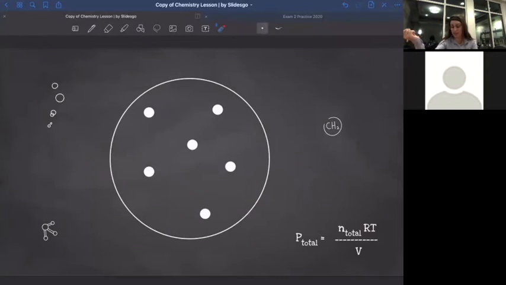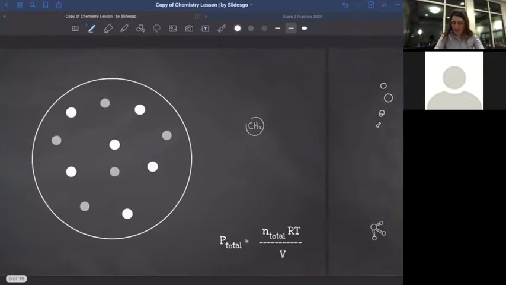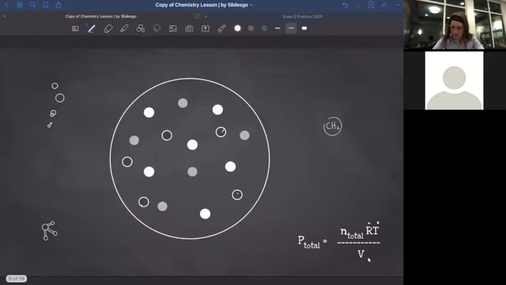And we're going to be using different types of elements. And we're going to see how it doesn't really matter. The pressure is not going to do funny things depending on the different elements that we're using. So here I have this, and then we are going to add another one and another one. So the total pressure, oops, I have some marks on here. The total pressure is going to equal the total amount of moles.